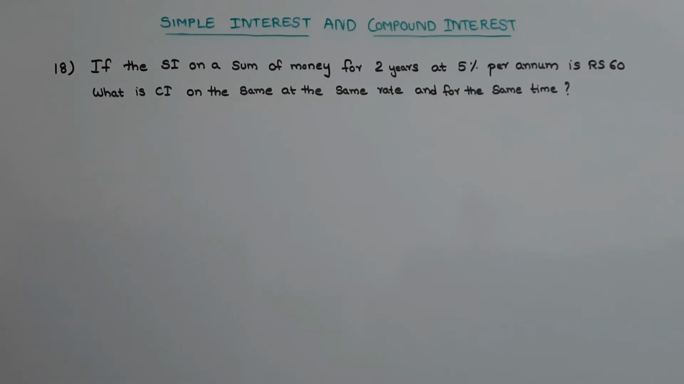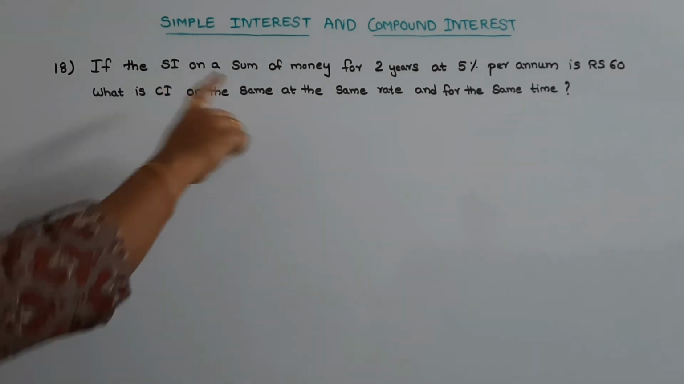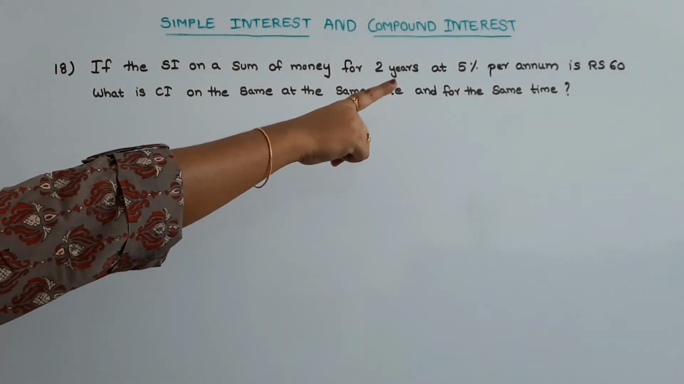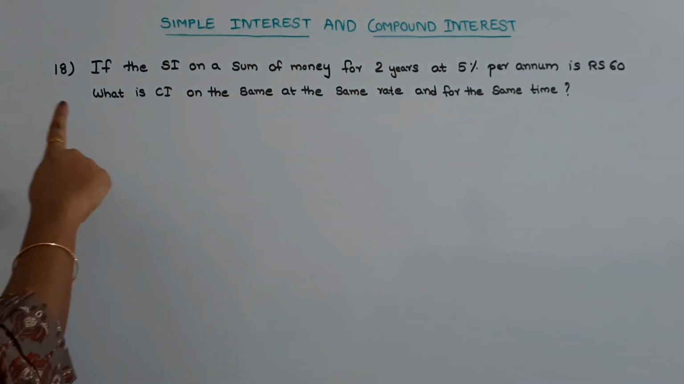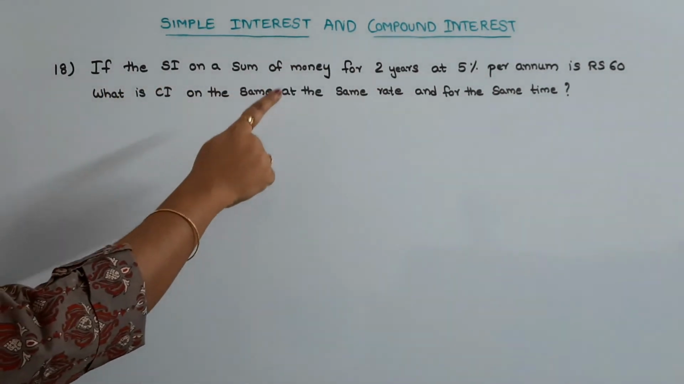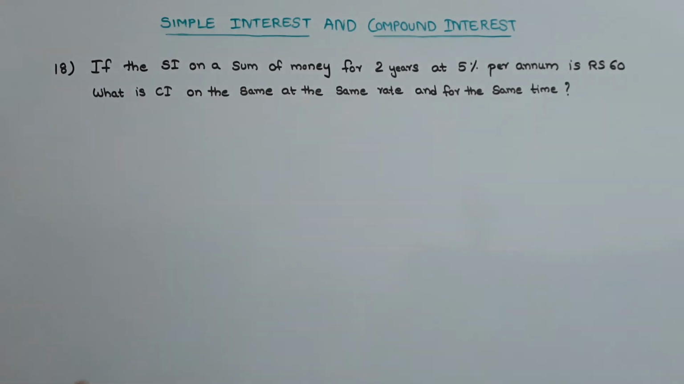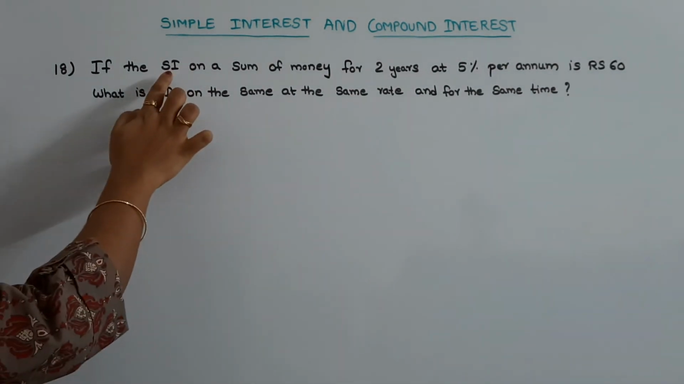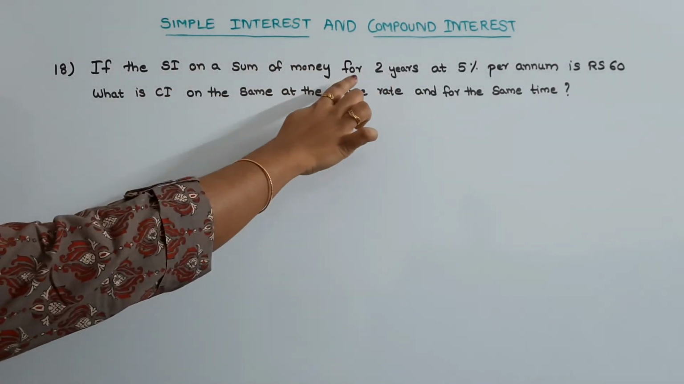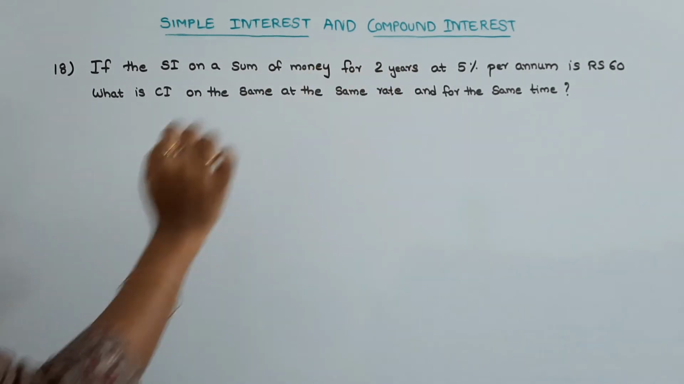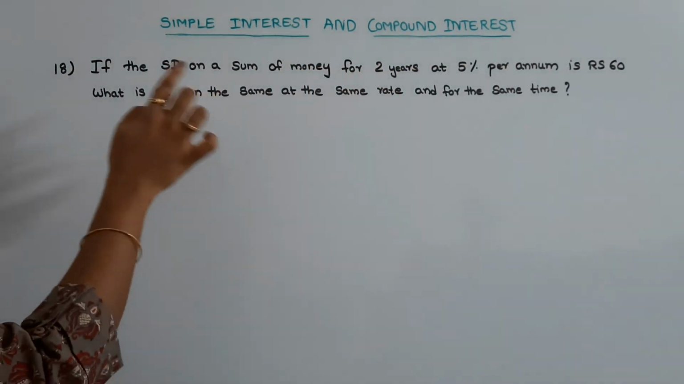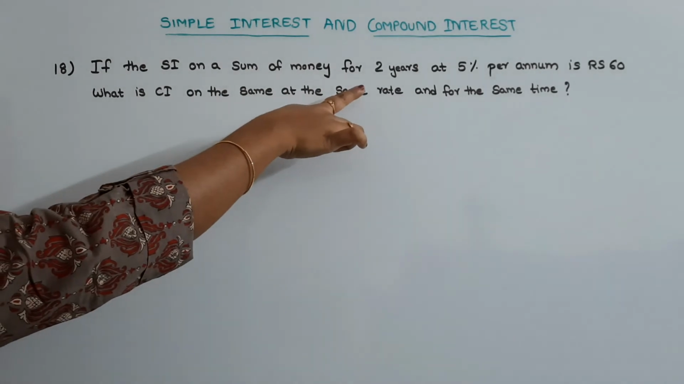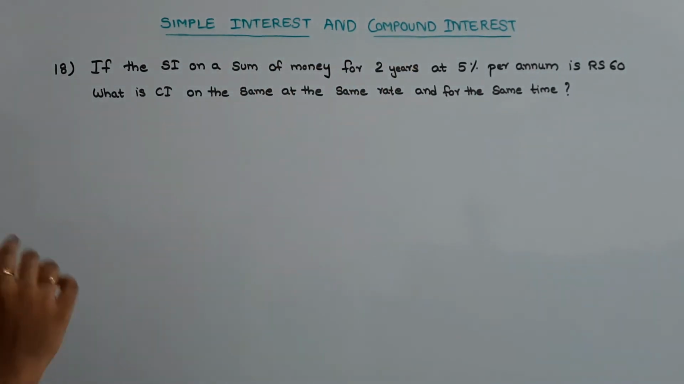18th question is, if the simple interest on a sum of money for 2 years at 5% per annum is rupees 60, what is the compound interest on the same at the same rate and for the same time? In this question they have given the simple interest for a particular time period and rate of interest. So we need to find out the compound interest for the same period and the same rate. We are doing this by the Pascal's triangle method. Let us see how we can do it.